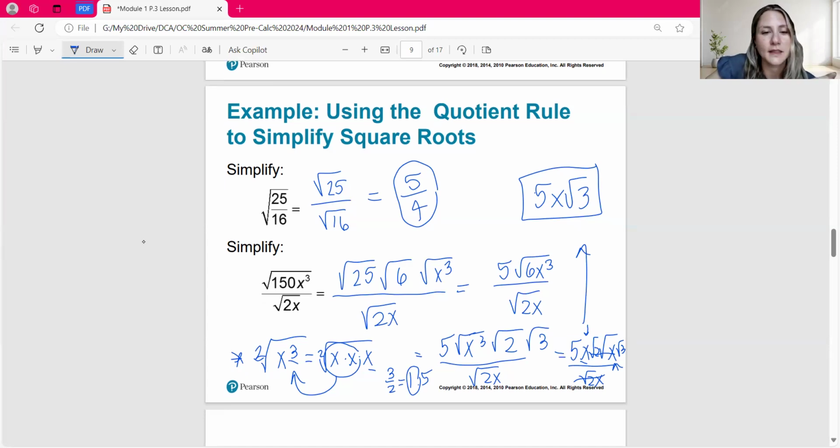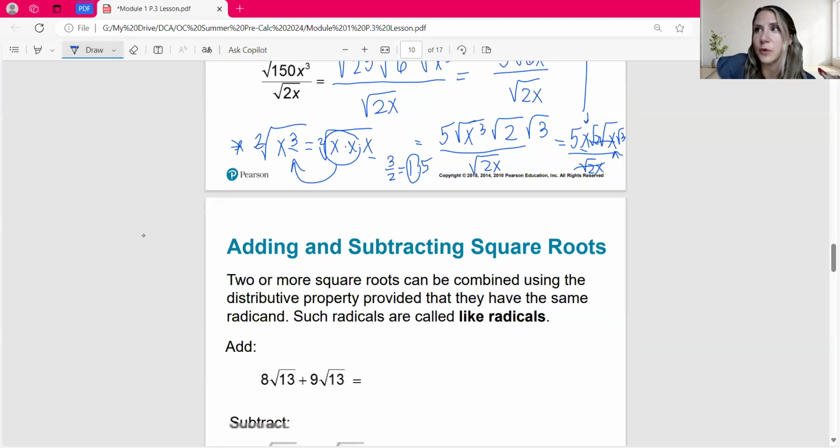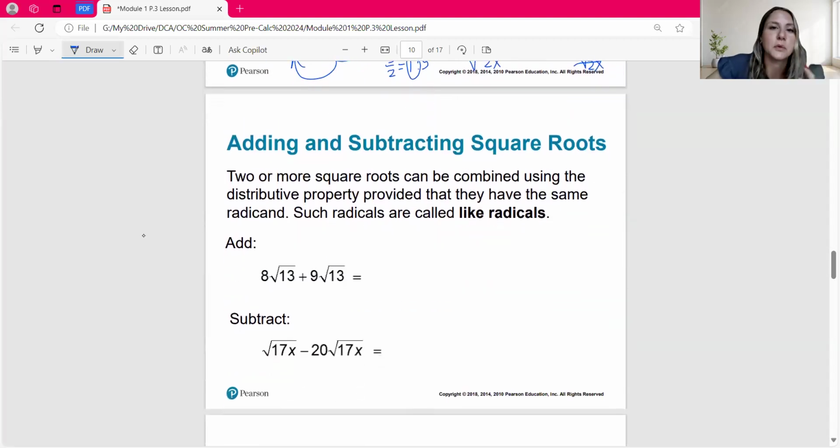Okay. The next thing we're going to talk about is adding and subtracting square roots. In order to add and subtract square roots, we need to have like radicals. So the radicals need to be the same. They need to be the same number, variable, and index. That index is that number, like this is the square root of x. This is the cube root of x. That index is this number right here.